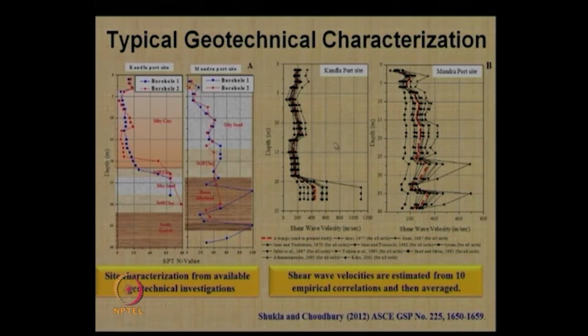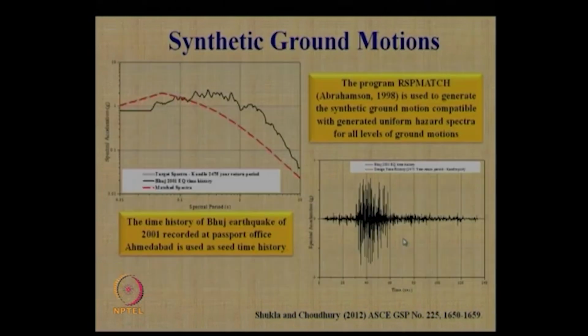Using these values, one can get the shear wave velocity with respect to depth at the Kandla port site or Mundra port site. As I have mentioned, one can measure it using MASW or SASW or other field tests, or in the absence of that equipment, one can use the available correlation between SPT N value and shear wave velocity to get the shear wave velocity values at those sites. Fine. Now, once it is known, the next step is the synthetic ground motion.